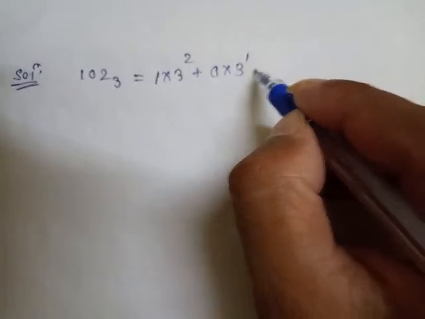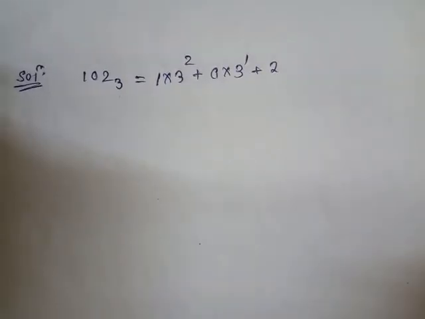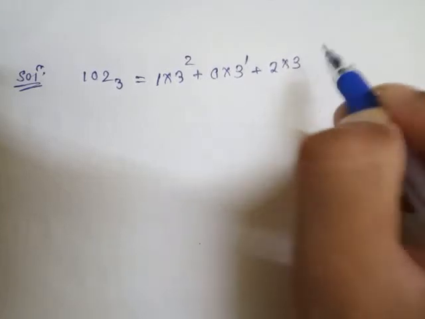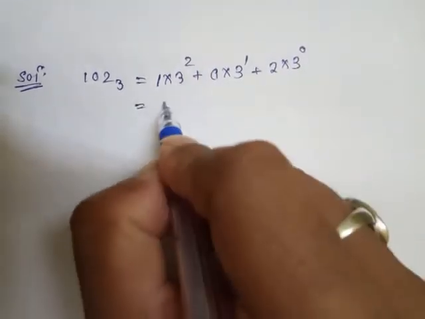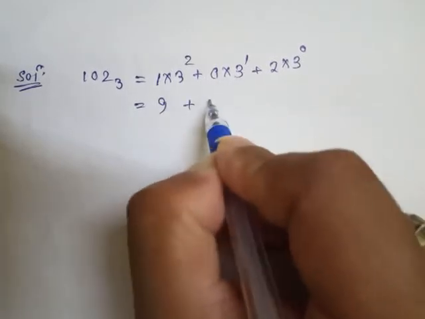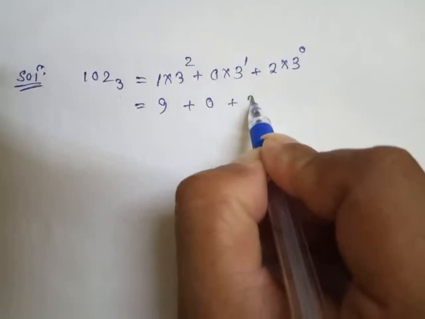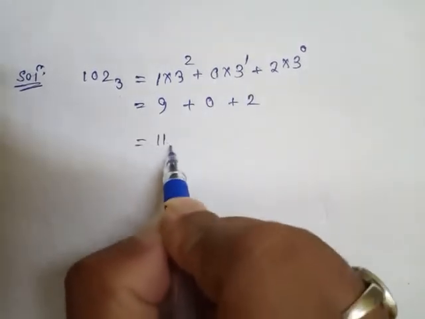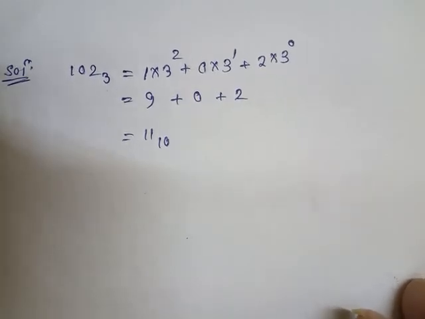After that, 2. If it is 2, how many digits after 2? No digit, means power 0. So 3 squared is 9, and 0 into 3 means 0, and 2 into 1 means 2. So 9 plus 2, how much? 11 base 10. Now we'll go for the conversion of 11 base 10 into binary.